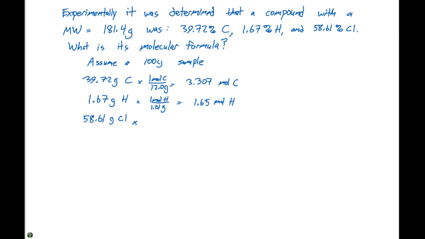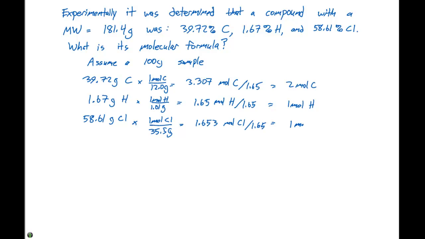Lastly, we need to convert the 58.61 grams of chlorine over to moles. For every 1 mole of chlorine, there's 35.5 grams. This gives us 1.653 moles of chlorine. Now that we have each of the moles of these components, we need to divide by the smallest number. That will be 1.65. So we need to divide all 3 of these by 1.65. This is going to give us 2 moles of carbon, 1 mole of hydrogen, and 1 mole of chlorine.